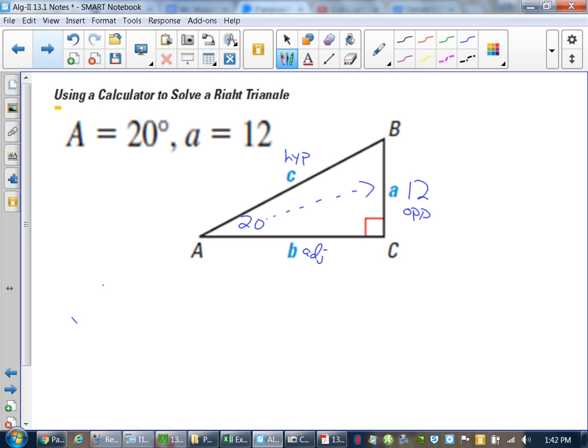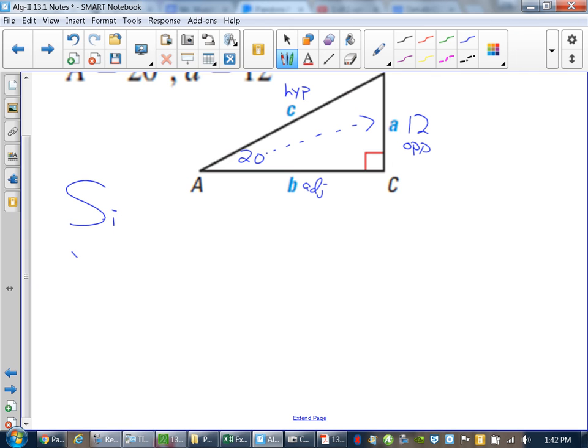What trig function am I going to use for an opposite to find its hypotenuse? Sine. The sine of 20 is my opposite over my hypotenuse. So my unknown value here is in my denominator, which means I'm going to ask if you remember how to do this.